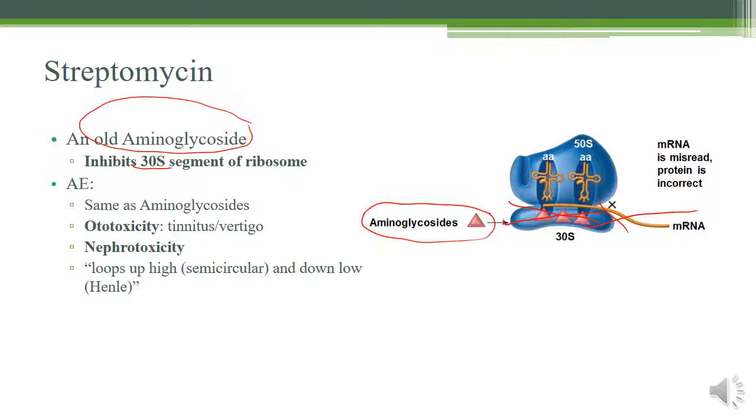So if you want to learn about the adverse effects, it's going to be exactly the same as aminoglycosides, but the two big ones are going to be ototoxicity and nephrotoxicity. And I remember that by remembering that there are loops up high and loops down low. Or in other words, there are loops in your ear, the semicircular canal, and there are loops in your kidney, which is going to be the loop of Henle.